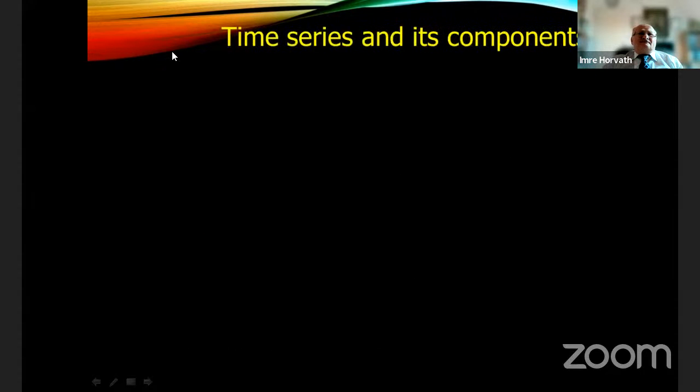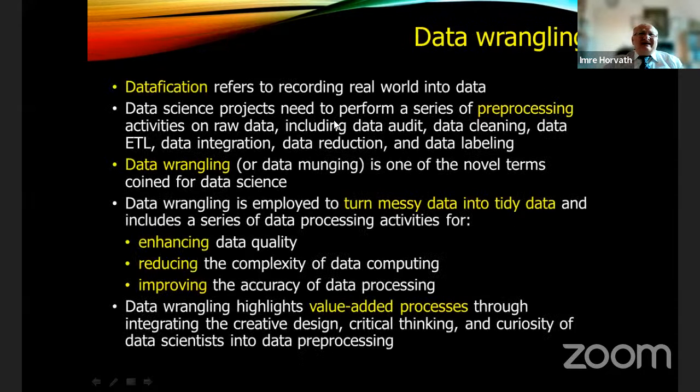So data science projects need to perform a series of pre-processing activities on raw data, including data audit, data cleaning, data exposition, data integration, data reduction, and data labeling. Data wrangling, or often called data munging, is one of the novel terms for these sorts of curating and consolidating activities of data science.